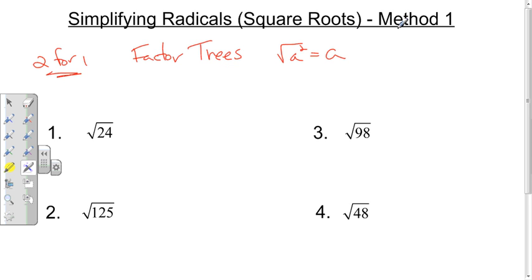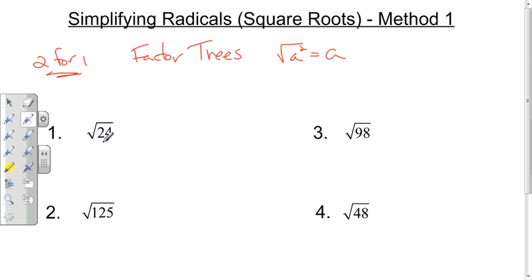If you get this method down as a theory pretty well, the second method is a bit shorter because you don't have to make the factor tree, and it can happen a lot quicker, but you have to have very good number sense and a good foundation in this theory first. So let's see what we've got here.